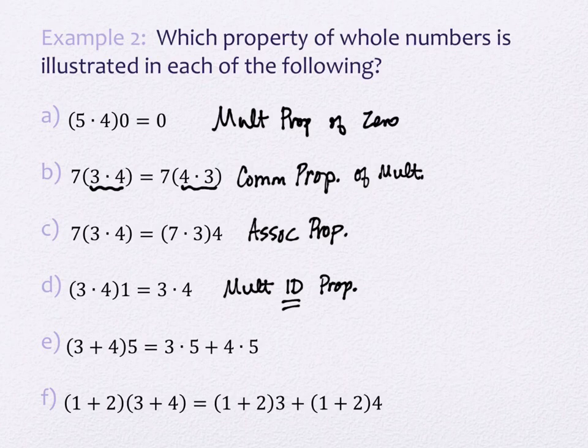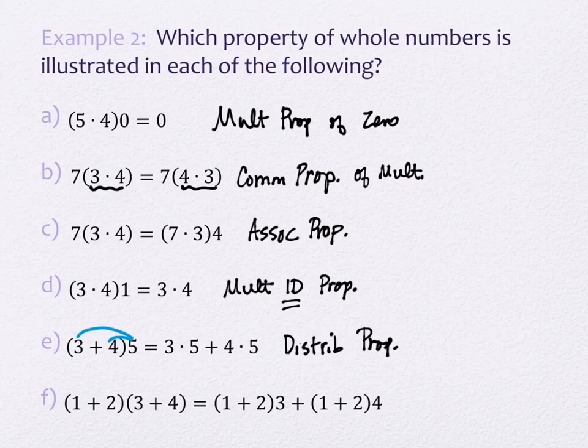That one is distributive because I've got addition inside of parentheses, I've got the multiplication on the outside, and we see our, in this case, 5 being distributed through. It's on the back end, but that's okay. That's not a problem. This is the distributive property.